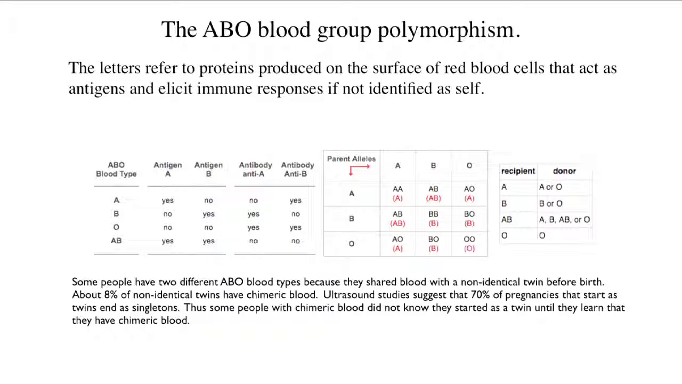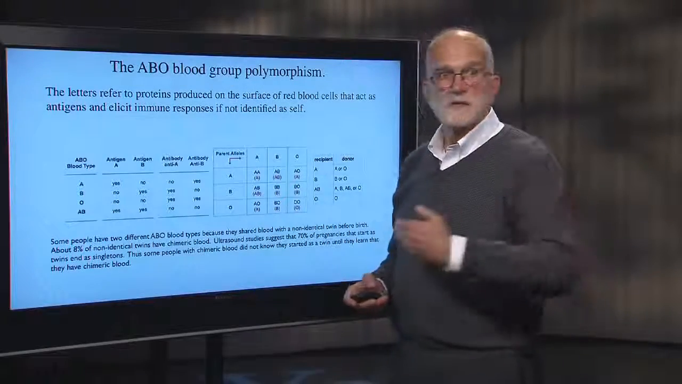Interestingly, some people have two different blood types. They're chimeric, and they're chimeric because they shared blood with a non-identical twin before birth. About 8% of non-identical twins have chimeric blood. Ultrasound allows us to examine the dynamics of pregnancy, and it suggests that about 70% of pregnancies that start as twins end as singletons. In other words, there are some babies who were born who had a twin brother or sister that they never knew they had.